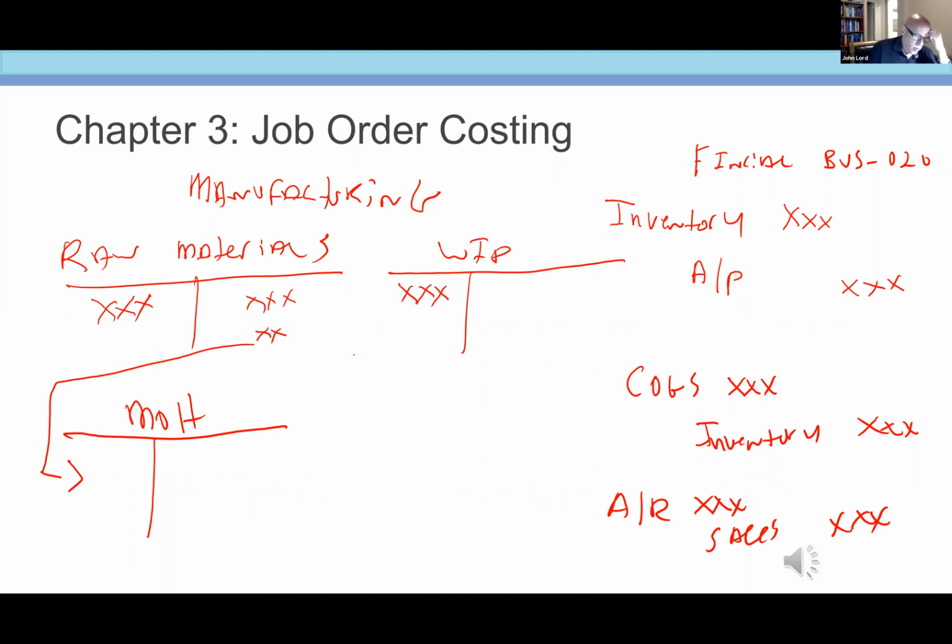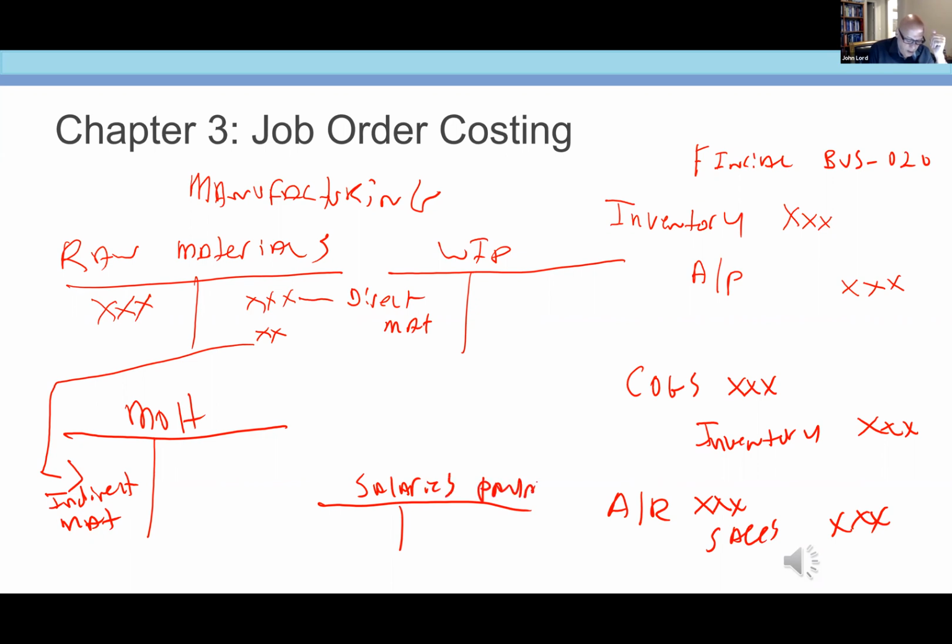So these X's over here, rather than show them as X's, I could put what they're called. These would be direct materials. These would be indirect materials, and we call them indirect because by definition, anything that's too difficult to trace to the product goes into my manufacturing overhead account as an indirect cost, indirect materials. The other area is labor.